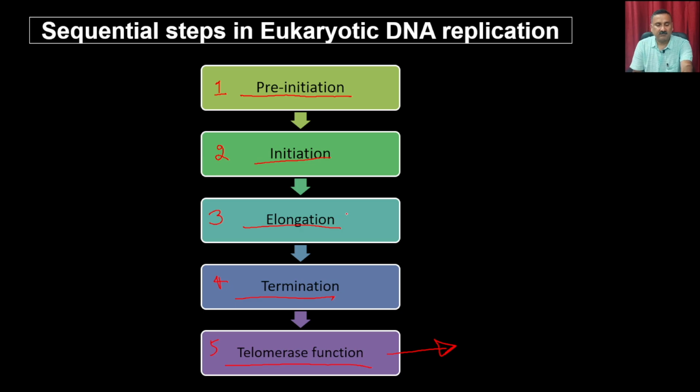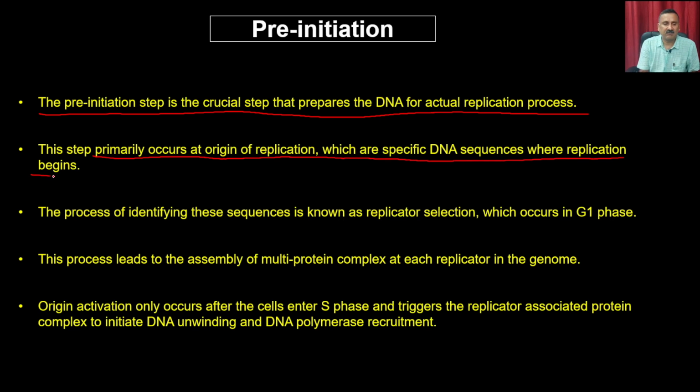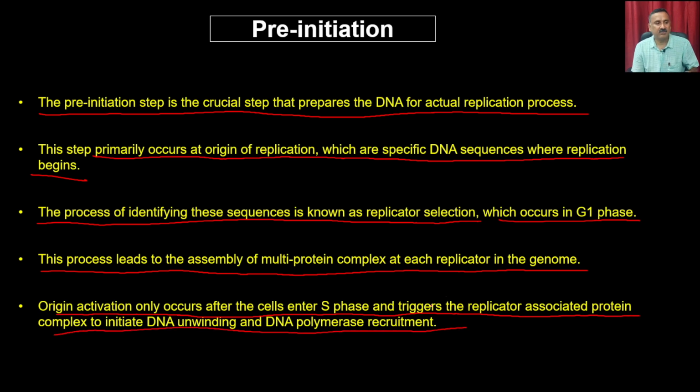So, first we start with the pre-initiation. The pre-initiation step is a crucial step that prepares the DNA for the actual replication process. It primarily occurs at the origin of replication, a specific DNA sequence where replication begins. The process of identifying these sequences is known as replicator selection, which occurs in the G1 phase. This leads to the assembly of multi-protein complexes at each replicator in the genome, and origin activation only occurs after the cell enters the S phase, triggering the replicator-associated protein complex to initiate DNA unwinding and DNA polymerase recruitment.